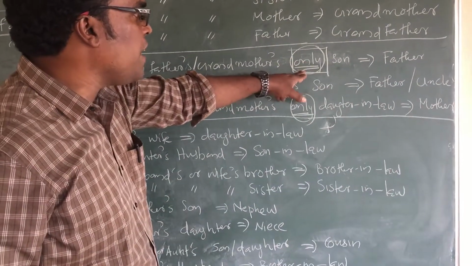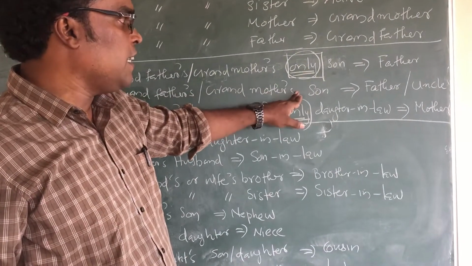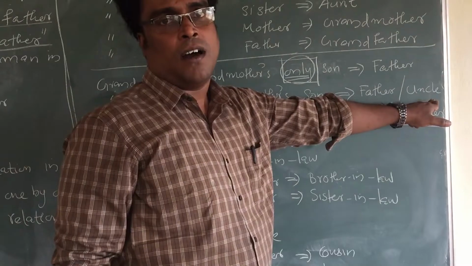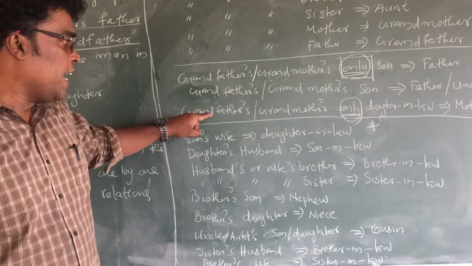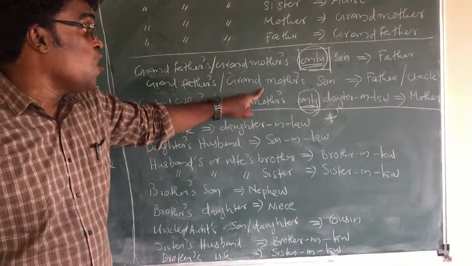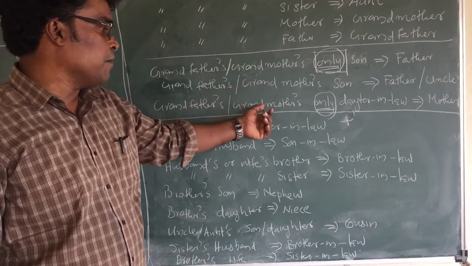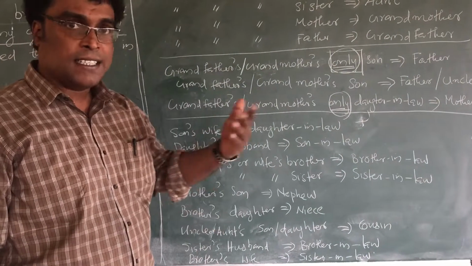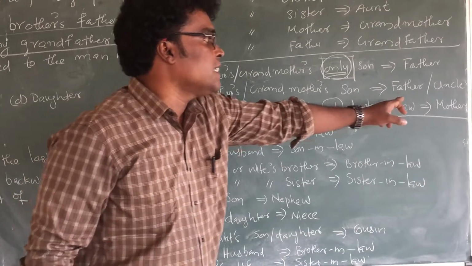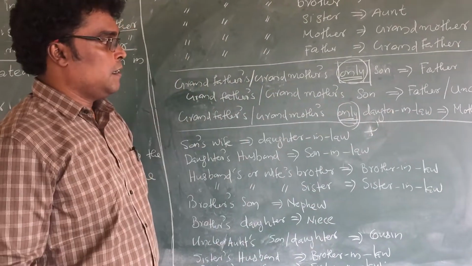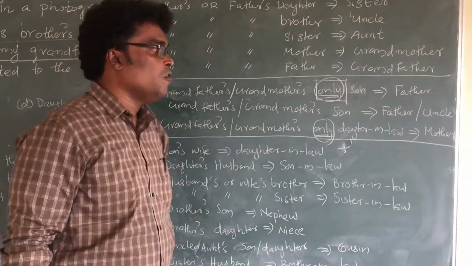So, if the word only is there, then it is father. If the word only is absent, then it is either father or uncle, that means father's brother. Then grandfather's or grandmother's only daughter-in-law. Here grandfather or grandmother means paternal, father's side. Grandfather's or grandmother's only daughter-in-law is mother. So only son, father; only daughter-in-law, mother.